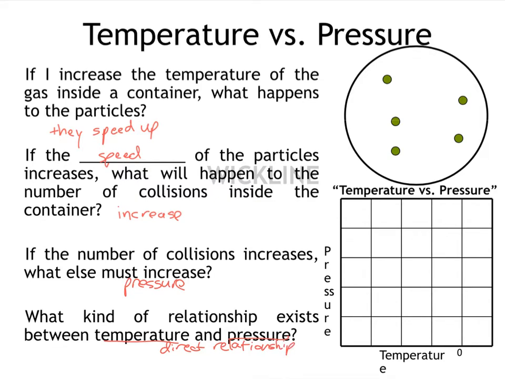Therefore, the graph of temperature versus pressure would have to be a straight line with a positive slope. So something like that. It doesn't have to be a 1-to-1 slope. It could be a lower slope, but it's going to have to be direct, which would be a straight line.